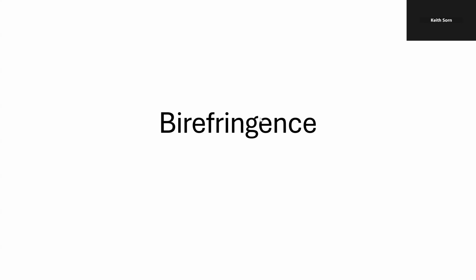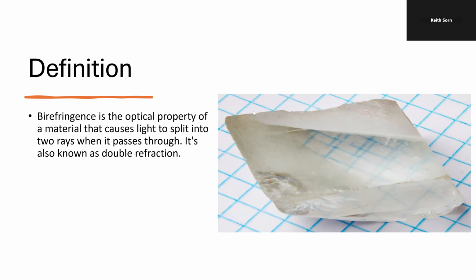Morning. We're going to talk about birefringence. Simply put, birefringence is an optical property. The property basically says when light travels through a material, it will split into two rays as it passes through. It's also known as double refraction.